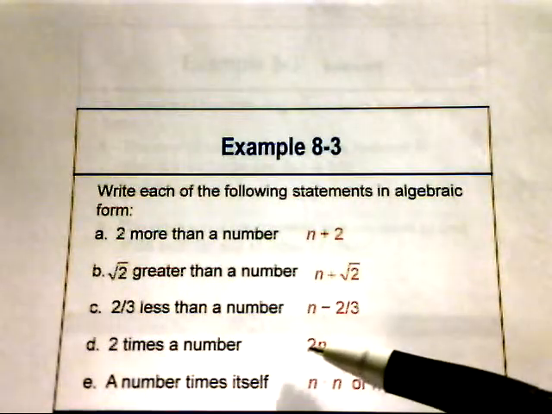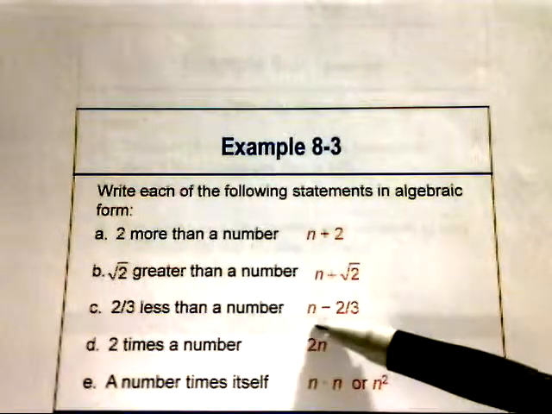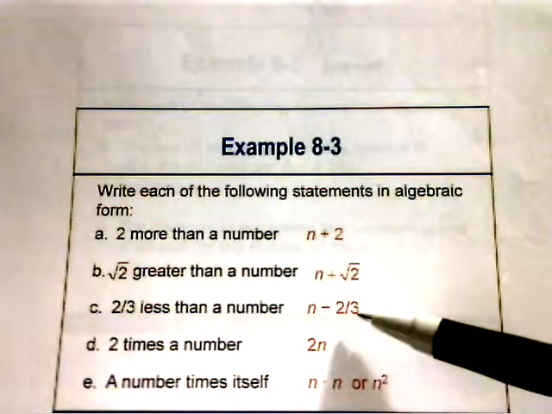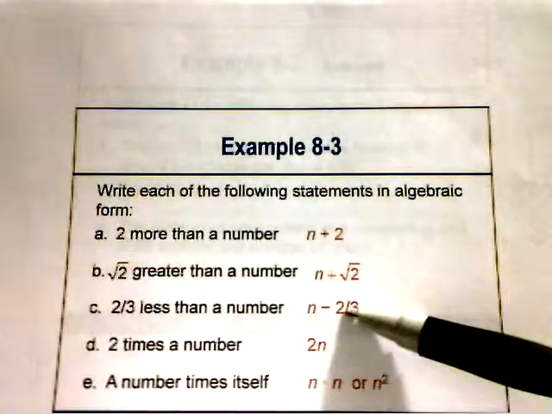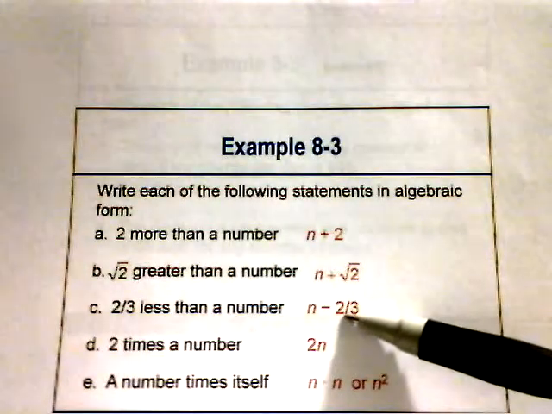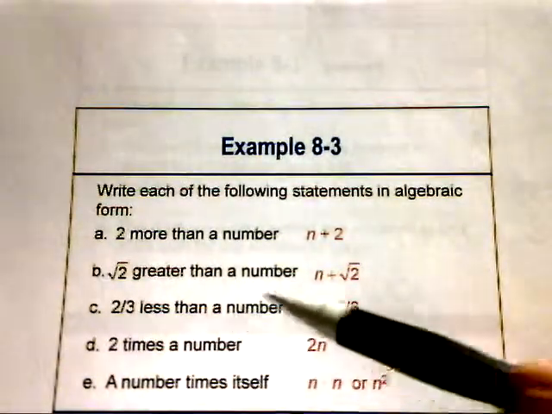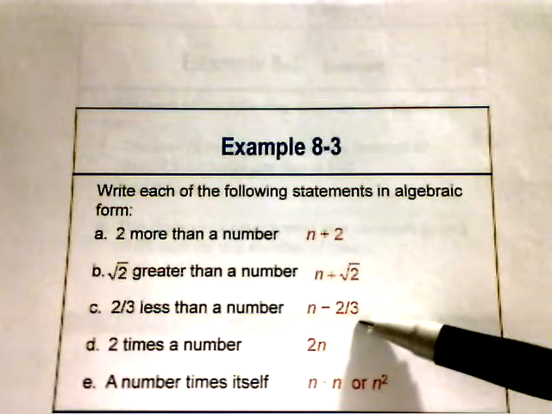Part C, 2/3 less than a number. Now we cannot say 2/3 minus n. We must say n minus 2/3. This is a common mistake that most students make when they translate something like this into an algebraic expression. Think of a number, which is going to be n. 2/3 less than that would be minus 2/3. So it'll be n minus 2/3 and not 2/3 minus n.